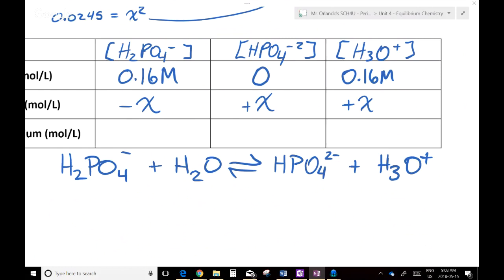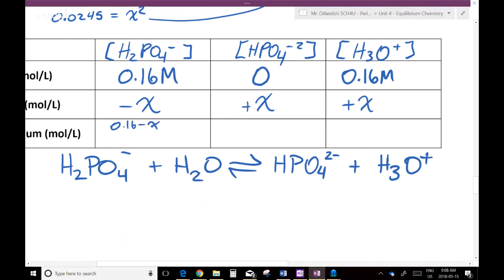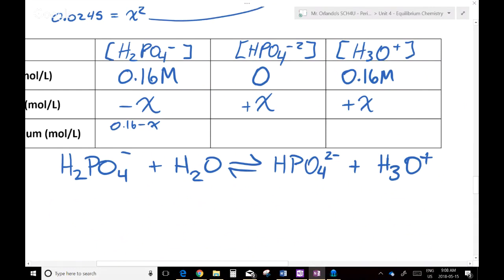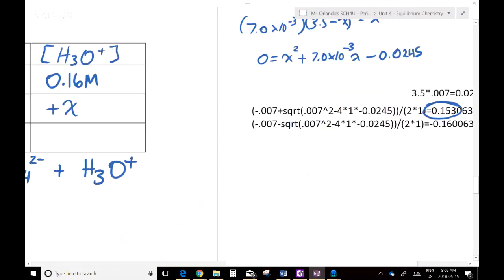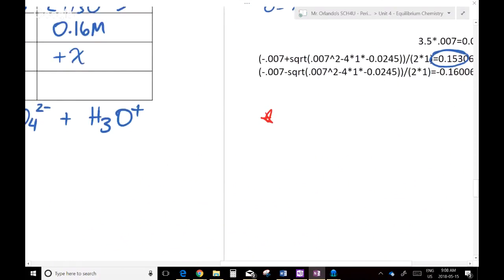Now, if we want to make our math simpler, we can always test an assumption. What is that assumption? This should be 0.16 minus X, right? But what can I check on the side? Yeah, to see if it passes the assumption test. So let's take a look. How do we see that? What is our test? Great. And what are those numbers?